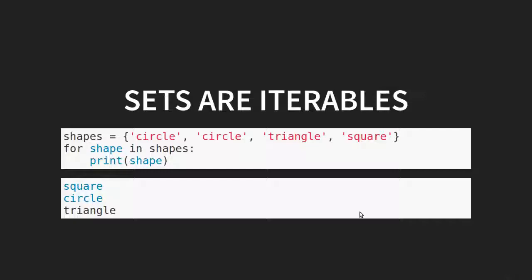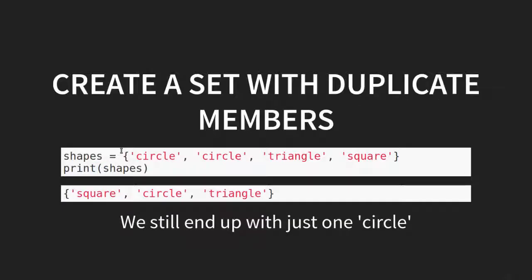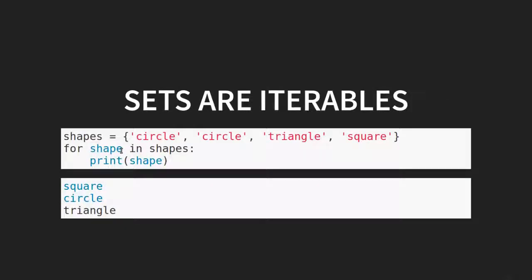Sets are iterables, just like lists. So here we've got our circle, circle, triangle, square here. And if you remember from previously, it's not actually going to make two circles, it's only going to be one circle. So if we do a for loop through here, it's going to print out square, circle, triangle.